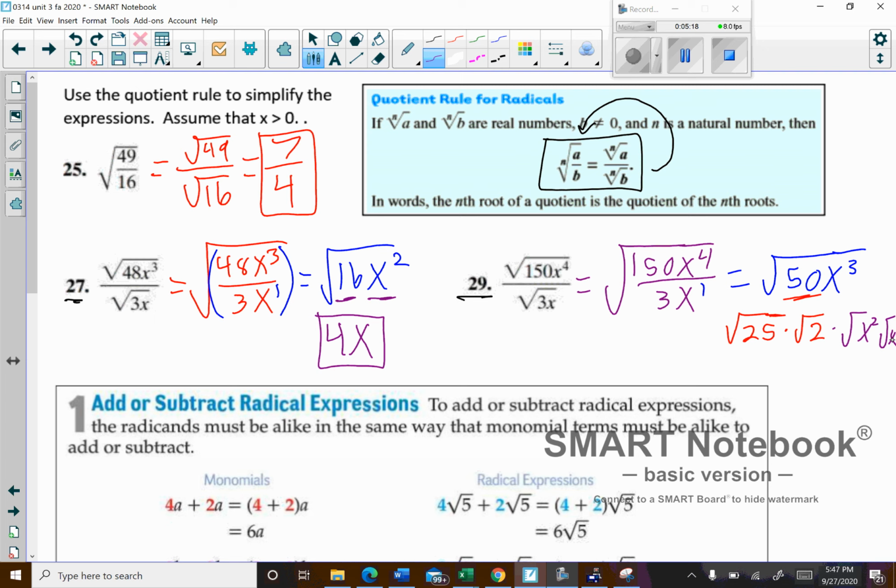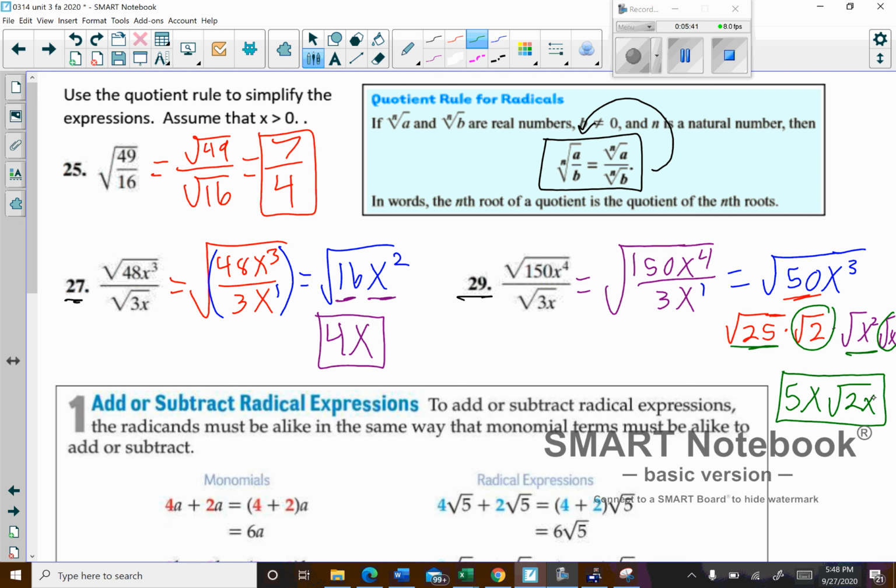All right, so now my perfect squares are 25, which would be a 5, and x squared, which would be x. And then the radicals, I'll go ahead and put those together. I'll team them up, the 2 and the x. So 2x. So I get 5x square root of 2x.